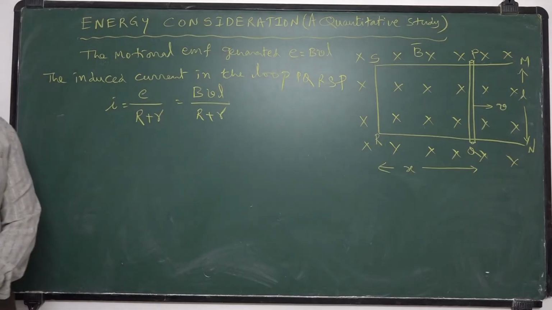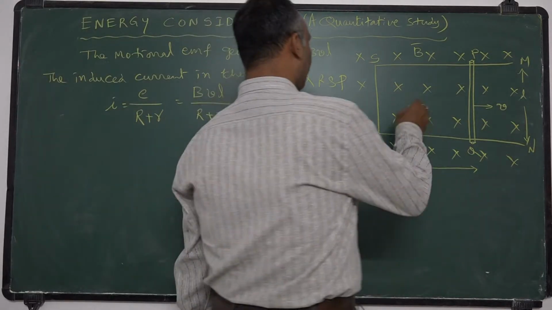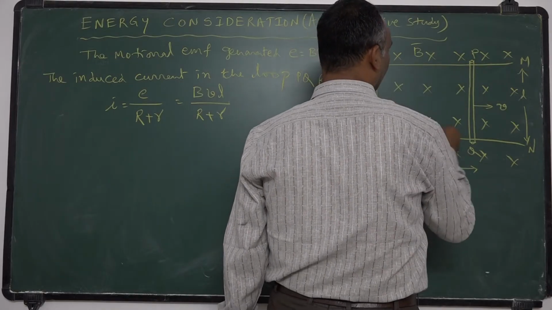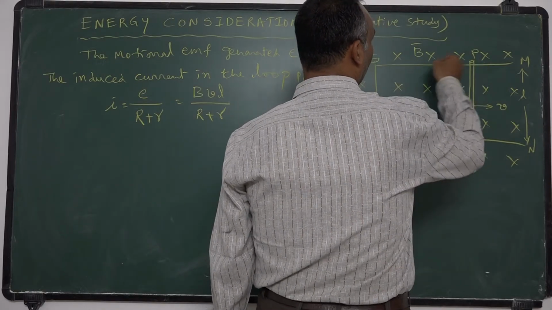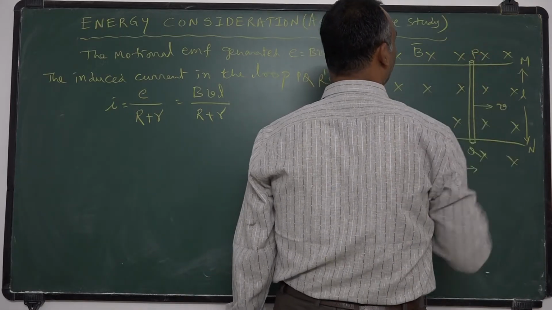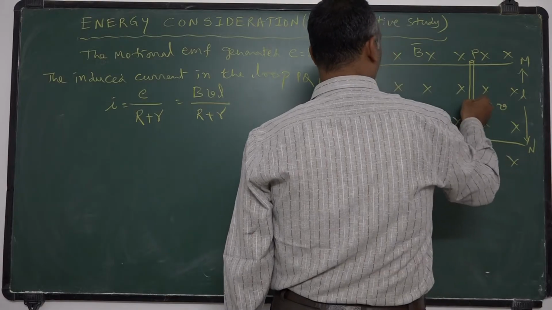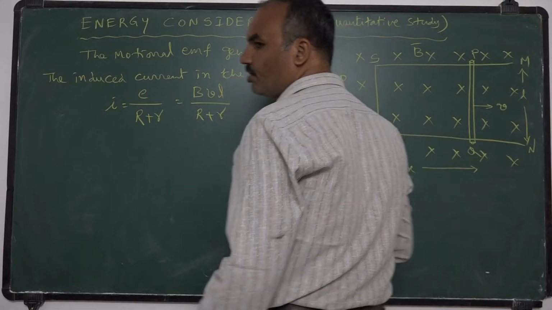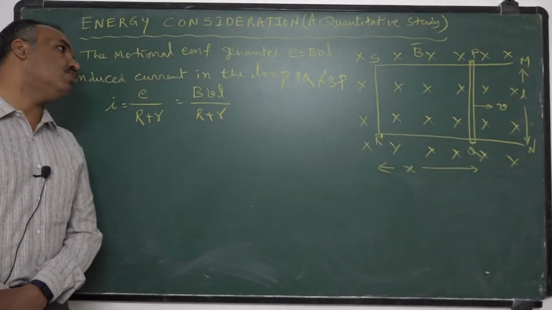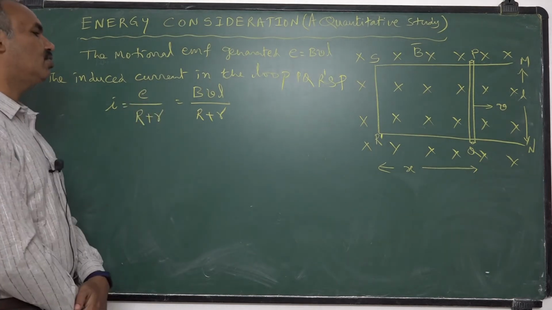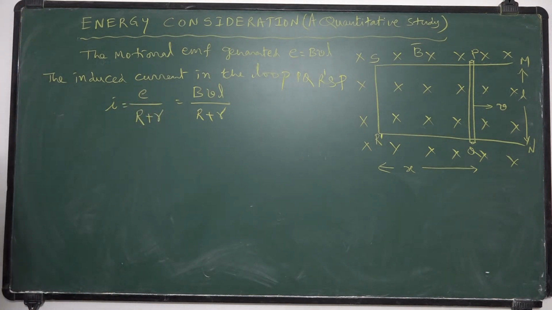BVL by R plus r, where capital R is the resistance of, otherwise you keep it as R dash to avoid confusion, the rail-shaped metal wire, and small r is the resistance of the rod. So small r is like internal resistance, and this is like external resistance. Internal resistance and external resistance are in series with one another, hence effective resistance is R plus r, EMF developed is BVL. So BVL by R plus r is the strength of the current passing through the loop.